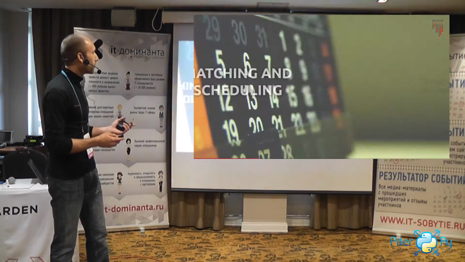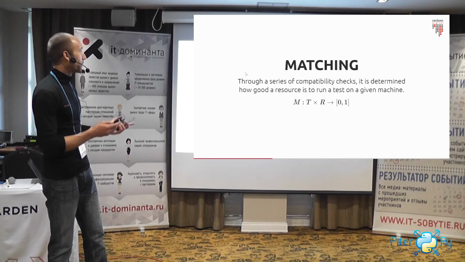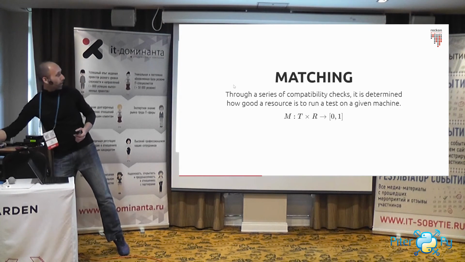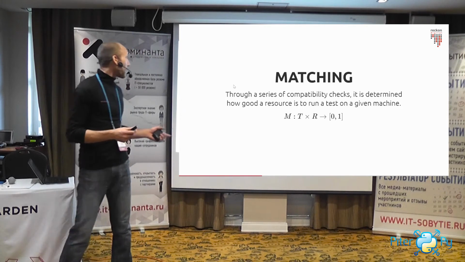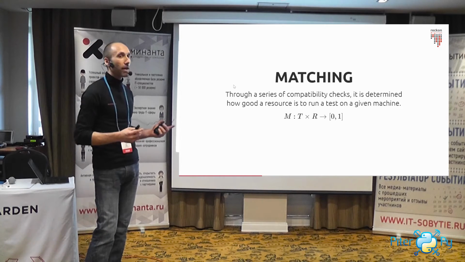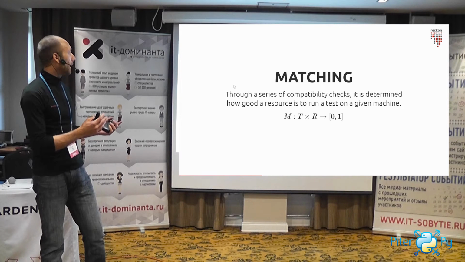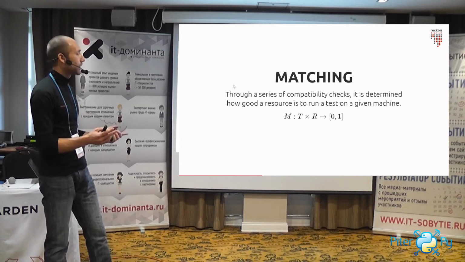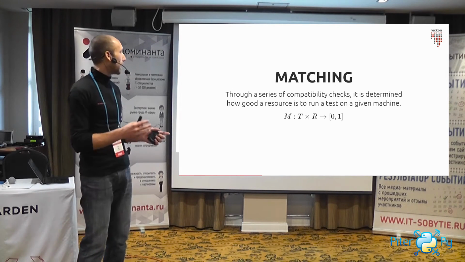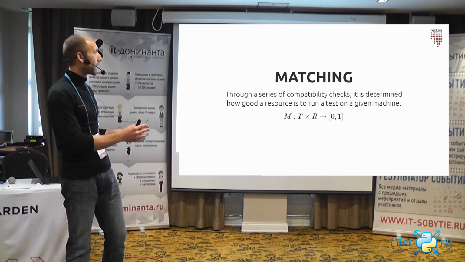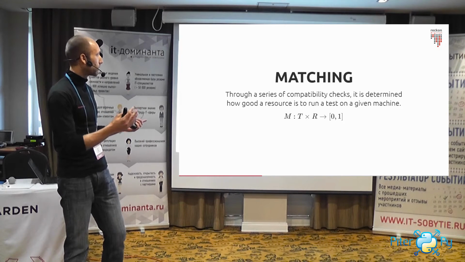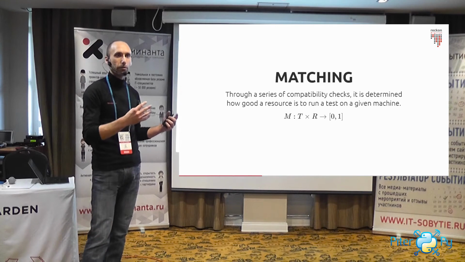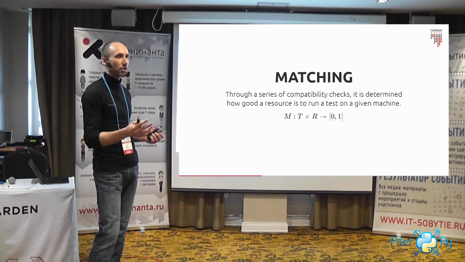Just to give a brief mathematical description of what we are doing here. The matching part, for every given turbine T and every given resource R, tells you how good that resource is to perform the test on the given turbine. And the measure of how good it is is just a real number between 0 and 1. That resource is a very good match for that turbine if the result is 1, and it's not suitable, not compatible if the result is 0, but there can be some kind of fuzzy logic, so the result can be, for example, 0.5 if the resource can be used, but it's not optimal.